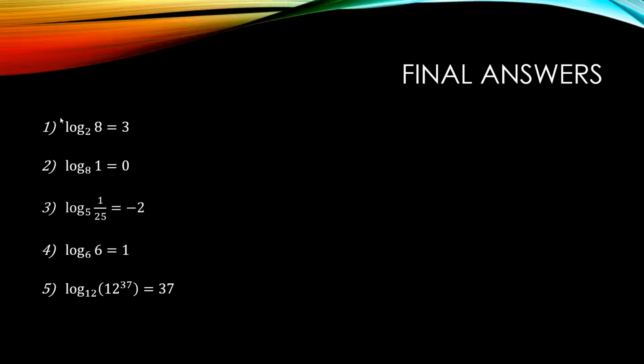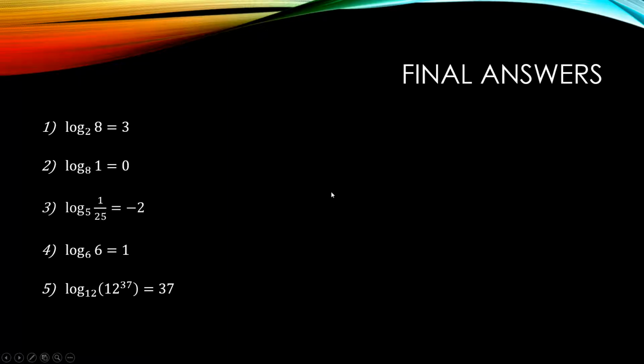2 to the third power. Next one, 8 raised to what power gives me 1? Well, just about anything to the 0 power is 1. So I bet log base 8 of 1 is 0. Next up is something we basically already did. 5 to the power of negative 2 gives me 1 over 25. Then we're looking at 6 raised to what power gives me 6? Well, I guess that's 1.